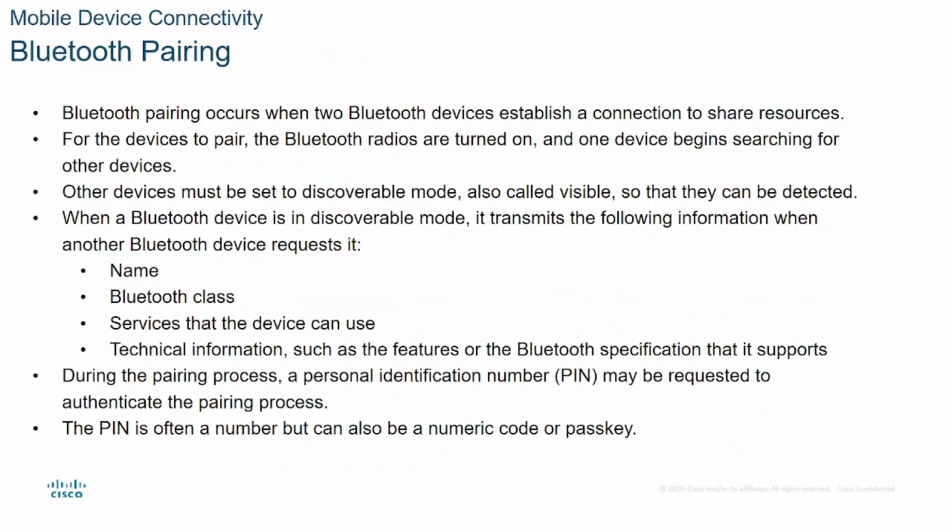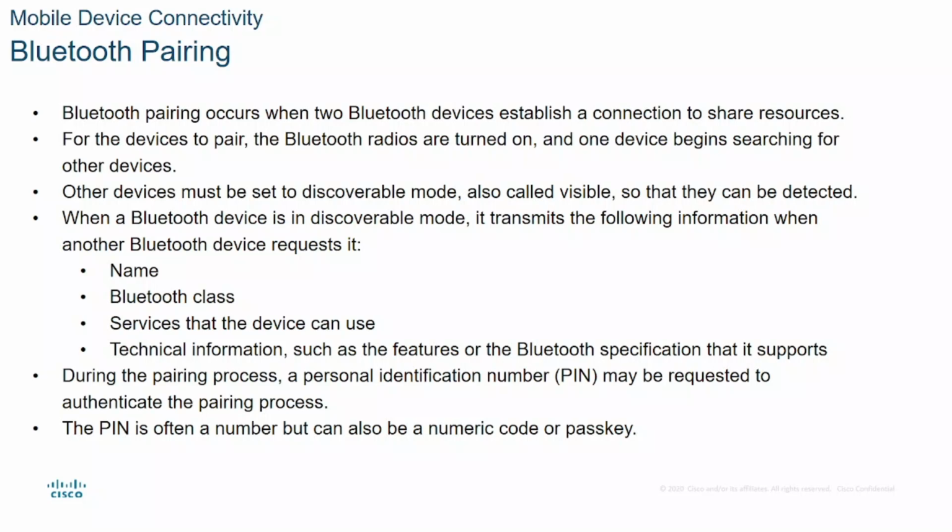So Bluetooth pairing occurs when two Bluetooth devices establish a connection to share resources. So for the devices to pair, the Bluetooth radios are turned on and one device begins searching for the other device. The other device must be set to discoverable mode so that it is visible to the other device. Alright, so when the device you want to connect to is detected, you just tap on it, and it asks if you want to pair, and you click on pair.